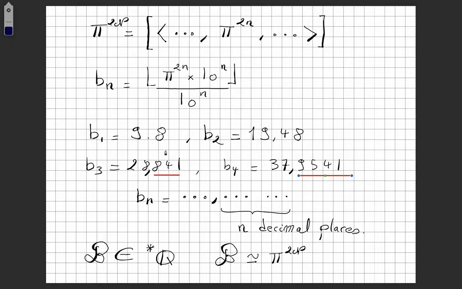And so what you see is that B_n is a number that is closer and closer to pi to the power 2n, and the number of decimals that tells you the precision of your number here is n. And so clearly B_n is a hyperrational number that is closer and closer to pi to the power 2n. And it is indeed infinitely close to pi to the power 2n.